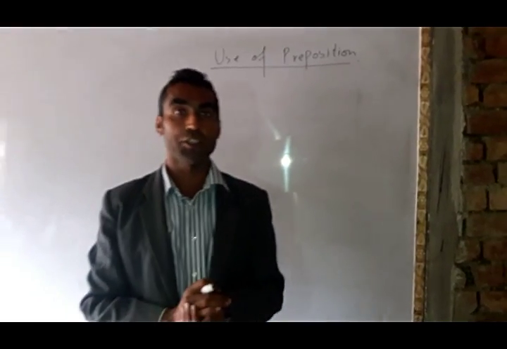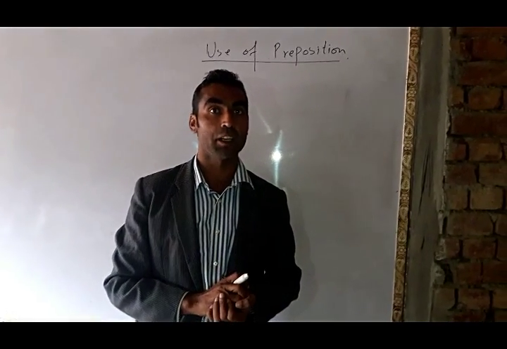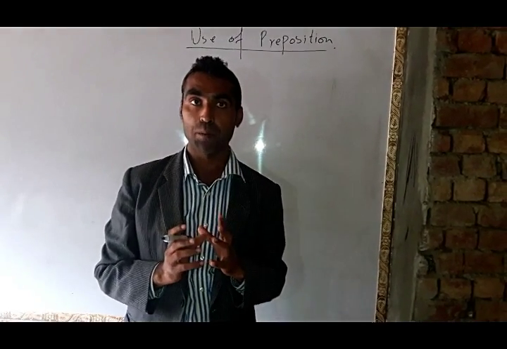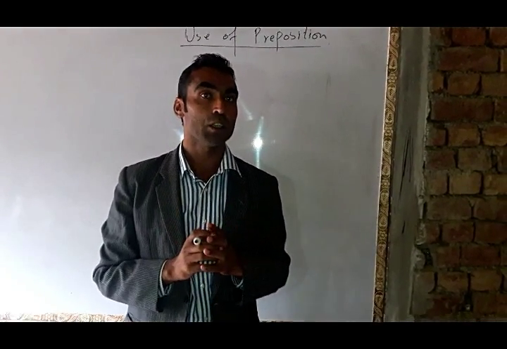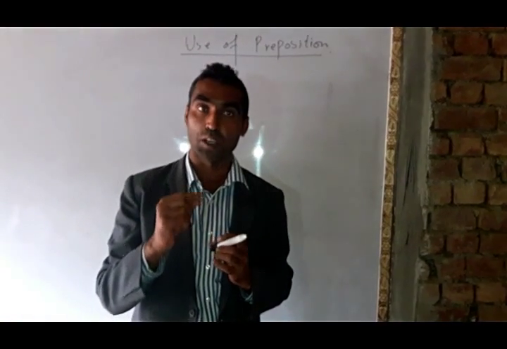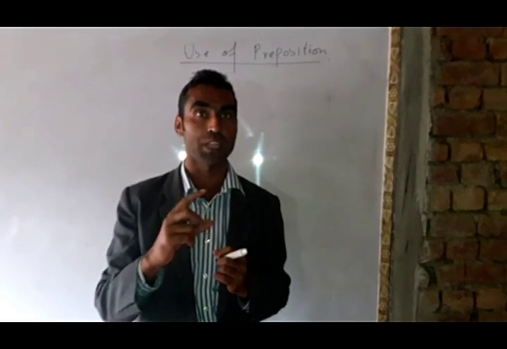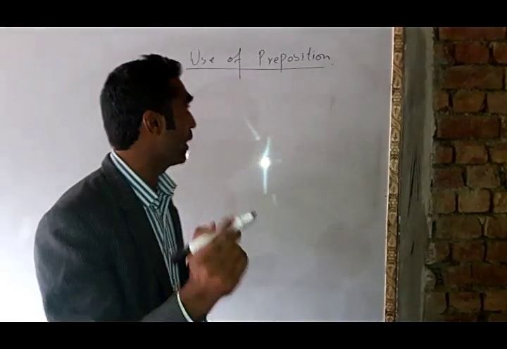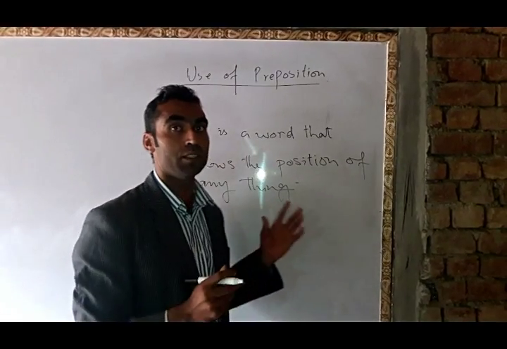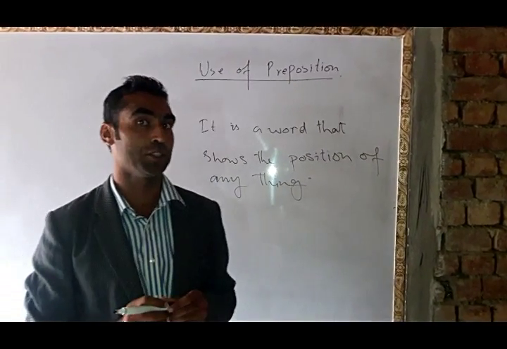So viewers, today we are going to learn the use of prepositions. A preposition is a word that shows the position of a verb, noun or anything. A preposition should be placed right before the noun, though sometimes you will use it at the end of the sentence. So here is how a preposition can be defined. It is a word. Simply, this is the definition that you are going to learn today.